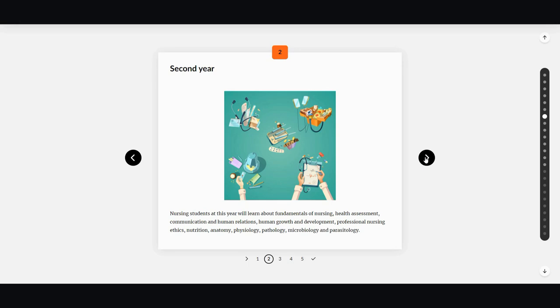We have the fundamentals of nursing course, we have the health assessment course, we have the communications and human relations course. The communication and human relations course is very important, as we will mention also, to help you learn some of the soft skills. You also are going to study in your first year of nursing human growth and development, professional nursing ethics, nutrition, anatomy, physiology, pathology, microbiology, and parasitology, as you're going to complete studying some of the general courses that you didn't finish in your prep year.